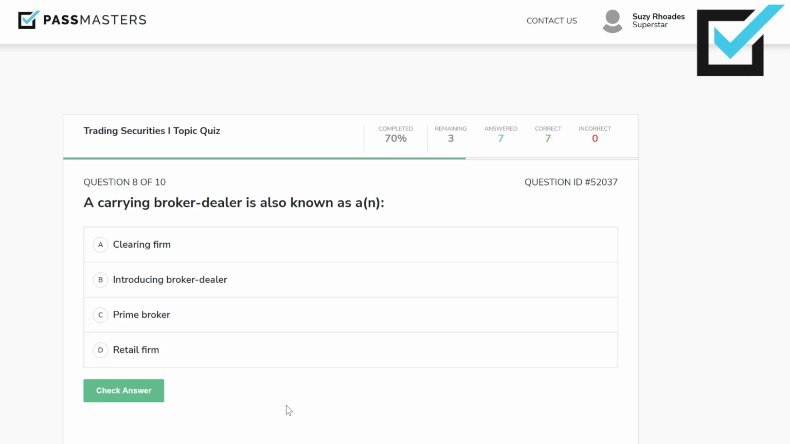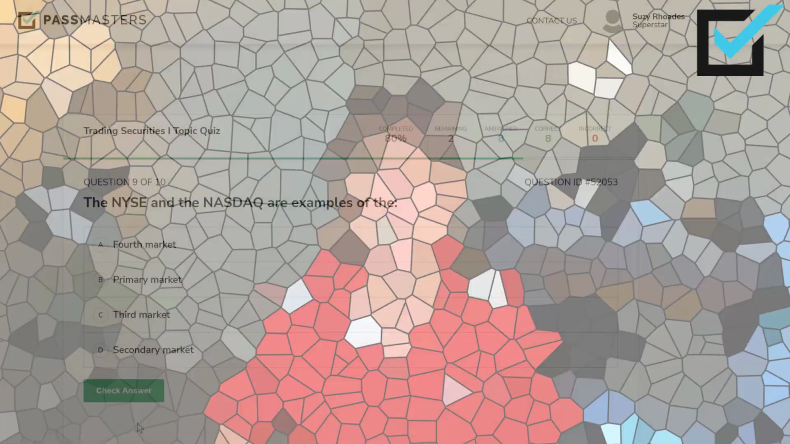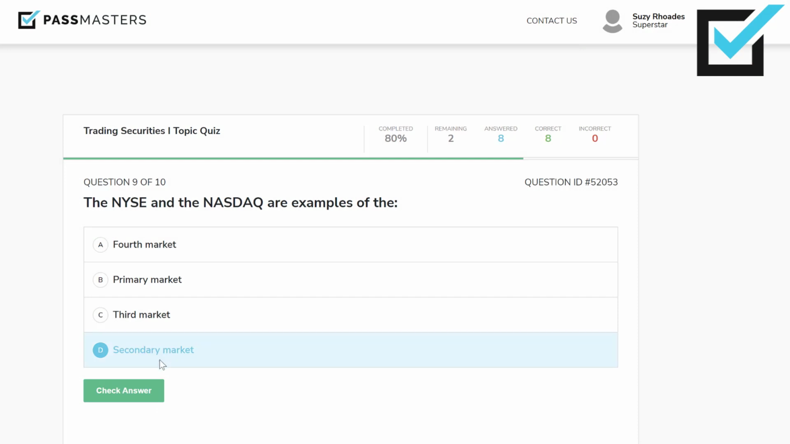A carrying broker-dealer is also known as a clearing firm, introducing broker-dealer, prime broker, or retail firm. A carrying broker-dealer is also known as a clearing firm. The NYSE and the NASDAQ are examples of the fourth market, primary market, third market. No! They are examples of non-issuer transactions, shareholder to shareholder, secondary market transactions.